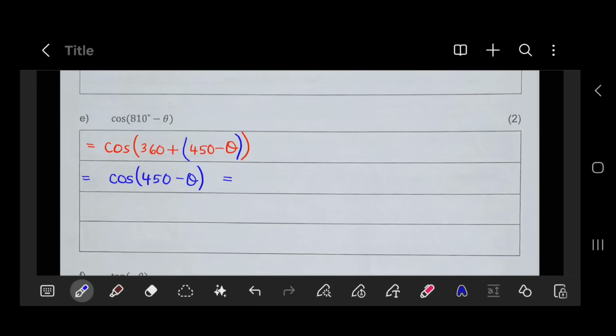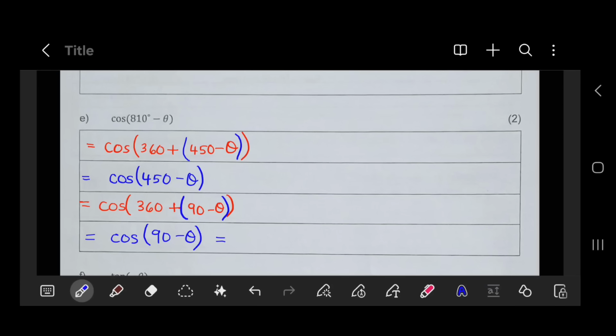However, again we notice that 450 is bigger than 360. So I'm going to rewrite this as cos of 360 plus, and that's going to be plus 90 minus theta. So notice what we do. Every time an angle is bigger than 360, we split it up in terms of 360, and we apply the reduction formula of 360 plus. Again, 360 plus is in the first quadrant where cos is positive. This now becomes cos of 90 minus theta.